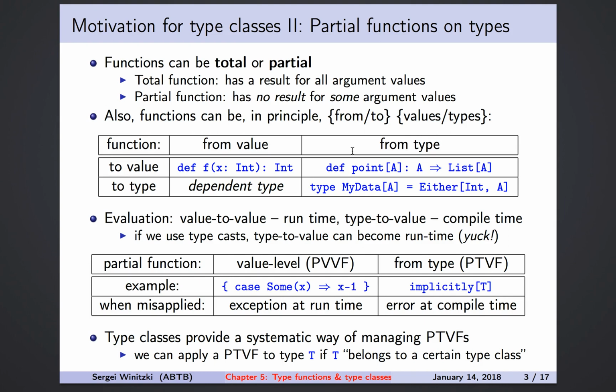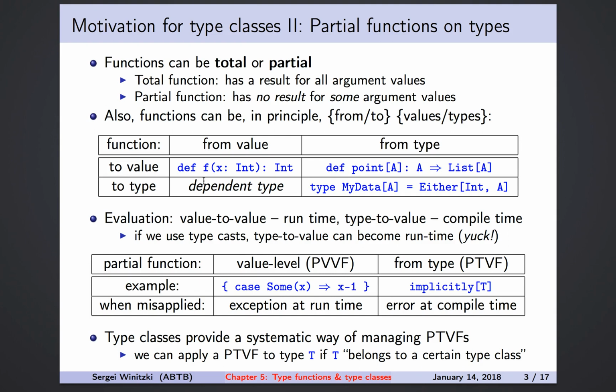Function from value or from type, and to value and to type. So the function from value to value, or value level function, that's just an ordinary function like that. So it takes a value, argument of type integer, let's say, and returns a value of type integer. So that's a value to value function.